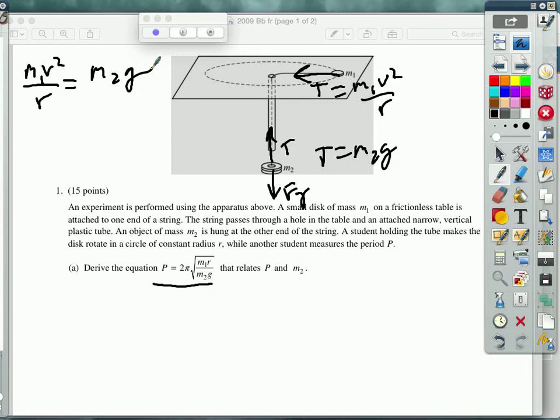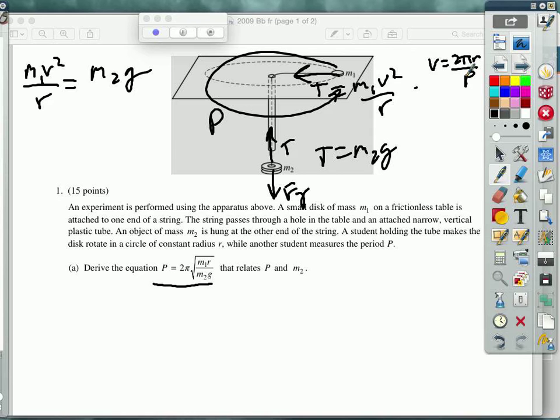And what is it that we're supposed to come up with? Period. Where is period in that? What is period? Yeah, period is just the time it takes to go around once. That's P. So, does it make sense to you that this V is 2 pi R over P? It's the circumference divided by P.